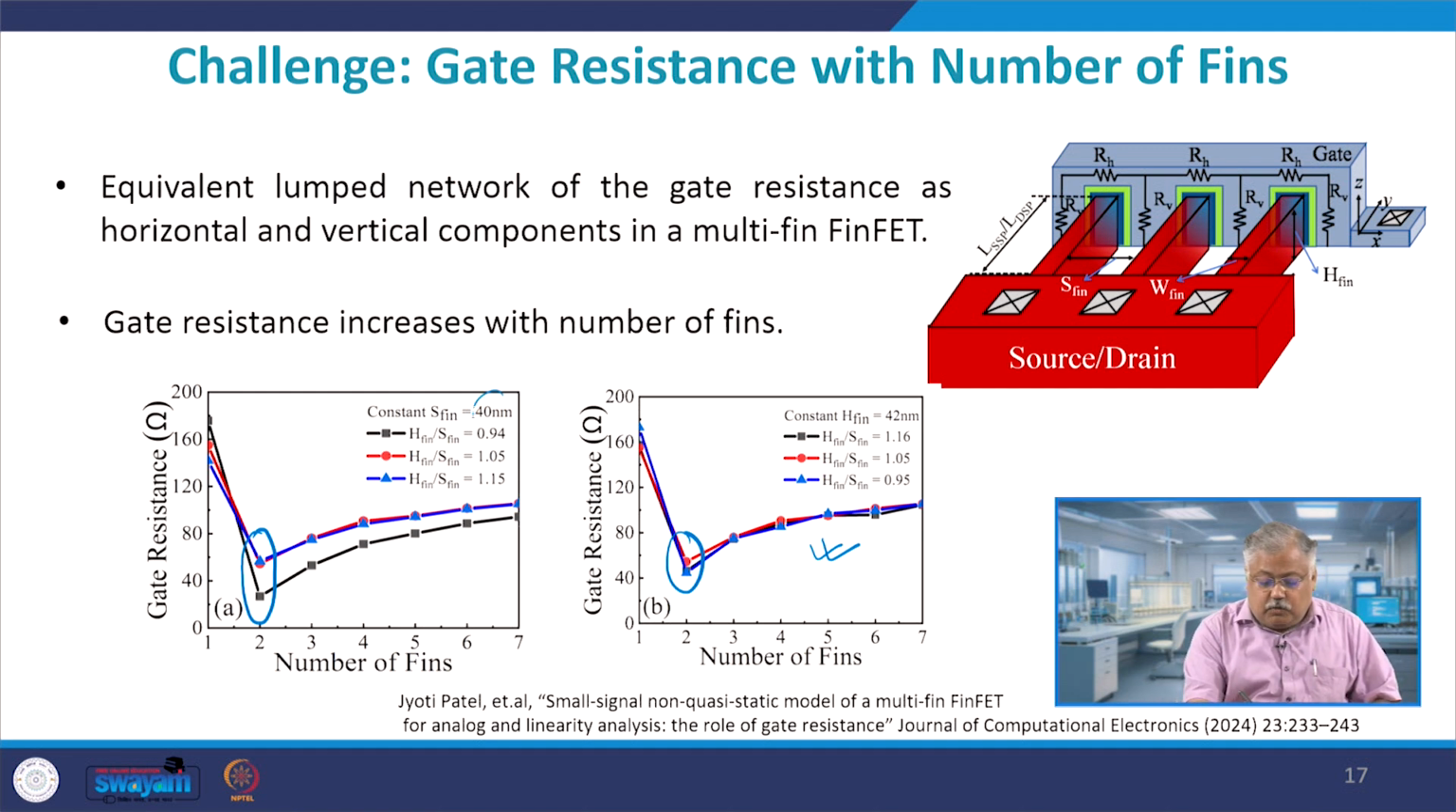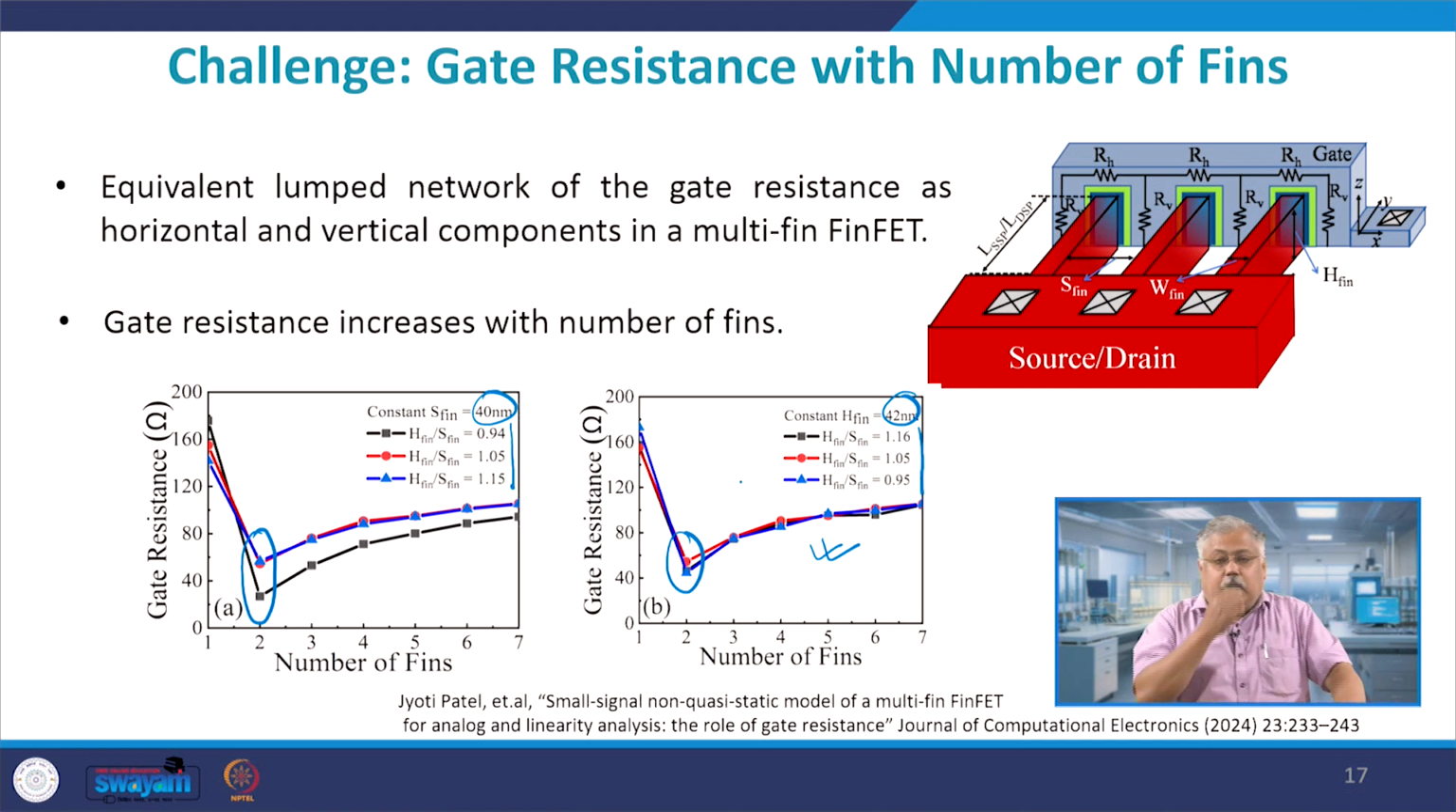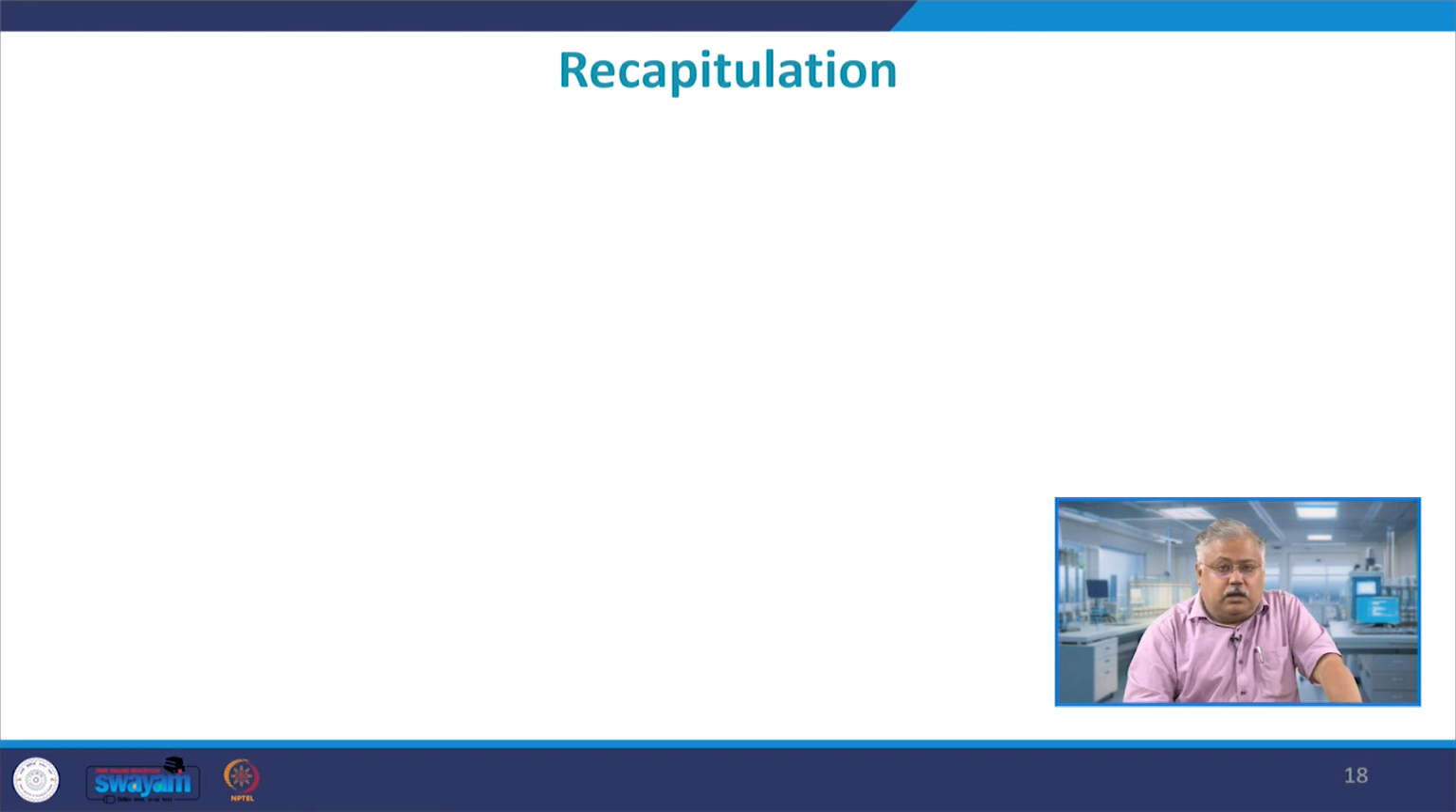This is for 2 different values of S fin. One is 40 nanometer, another is 42 nanometer, and the H fin by S fin ratios are this and this, right. And thus this gives you an idea that if you want to have a better control over the channel and you want to keep the resistance minimum, n equal to 2 is the point where you should fix the number of fins, or the number of fins should be fixed to around n equal to 2.